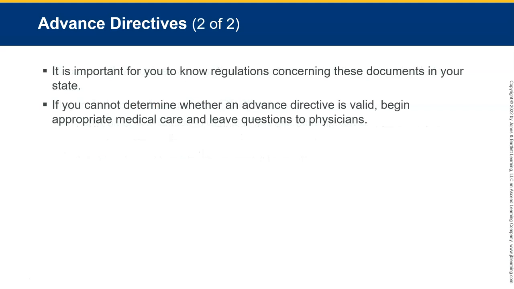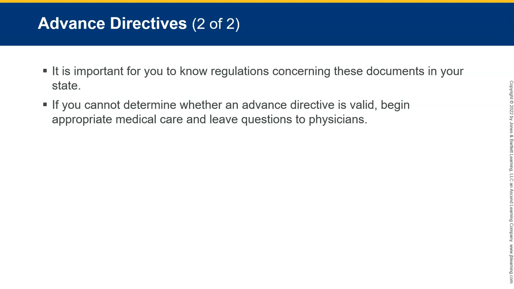It's important to know about the regulations, so make sure you know your protocols and make sure you know your state. Every state can be different, so make sure you know what is right and what is not. If you cannot determine whether an advanced directive is valid, begin appropriate medical care and leave questions about living wills to physicians. So what we're saying is, if you get on scene somewhere and they tell you they have a DNR, but they cannot produce one for you, just continue on with BLS, so essentially CPR, until somebody else can make a decision.